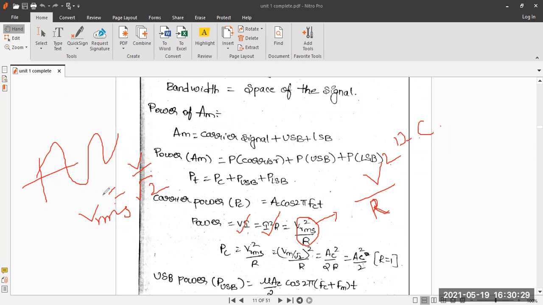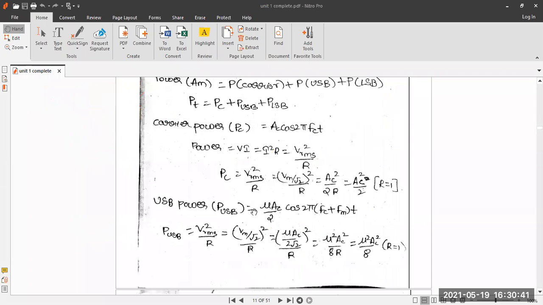So VRMS voltage formula is V/√2. Now what is the power formula? V square RMS by R. V square RMS means V/√2 by R whole square. What is V here? V/√2. What is VM here? So amplitude of carrier.